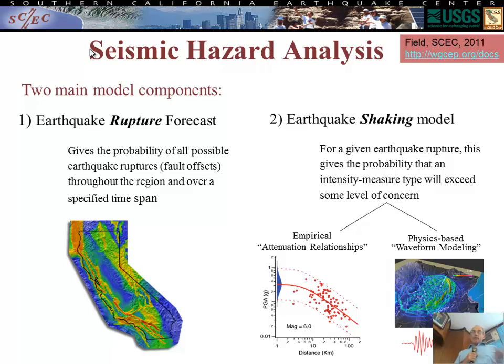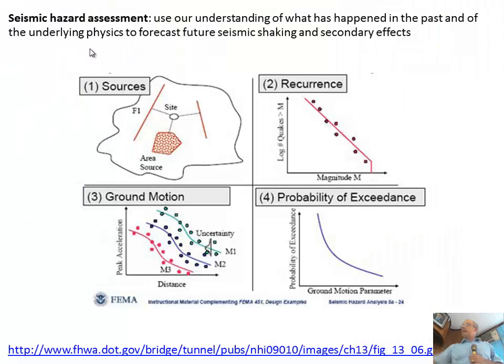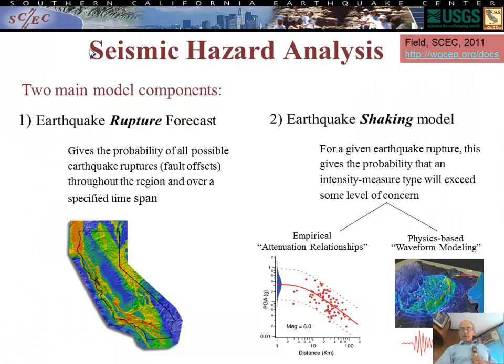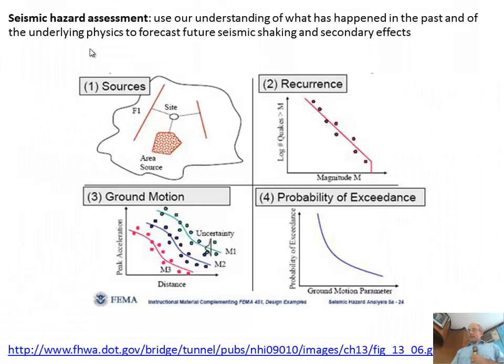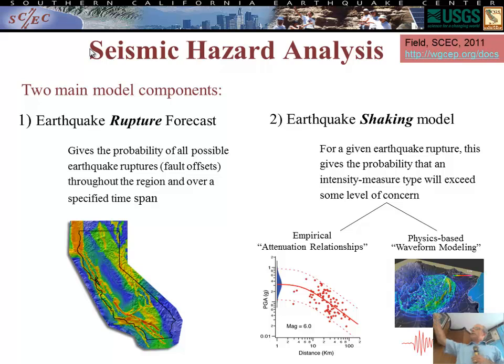So the two main parts are the earthquake rupture forecast and the earthquake shaking model. This is like saying the earthquake rupture forecast is 1 and 2, and the earthquake shaking model is mostly 3, with a little bit of 4. Really, the geology is what I know the most about, working with the earthquake rupture forecast. So let's talk about that. In simple words, it gives the probability of all possible earthquake ruptures throughout a region and over a specified time span.